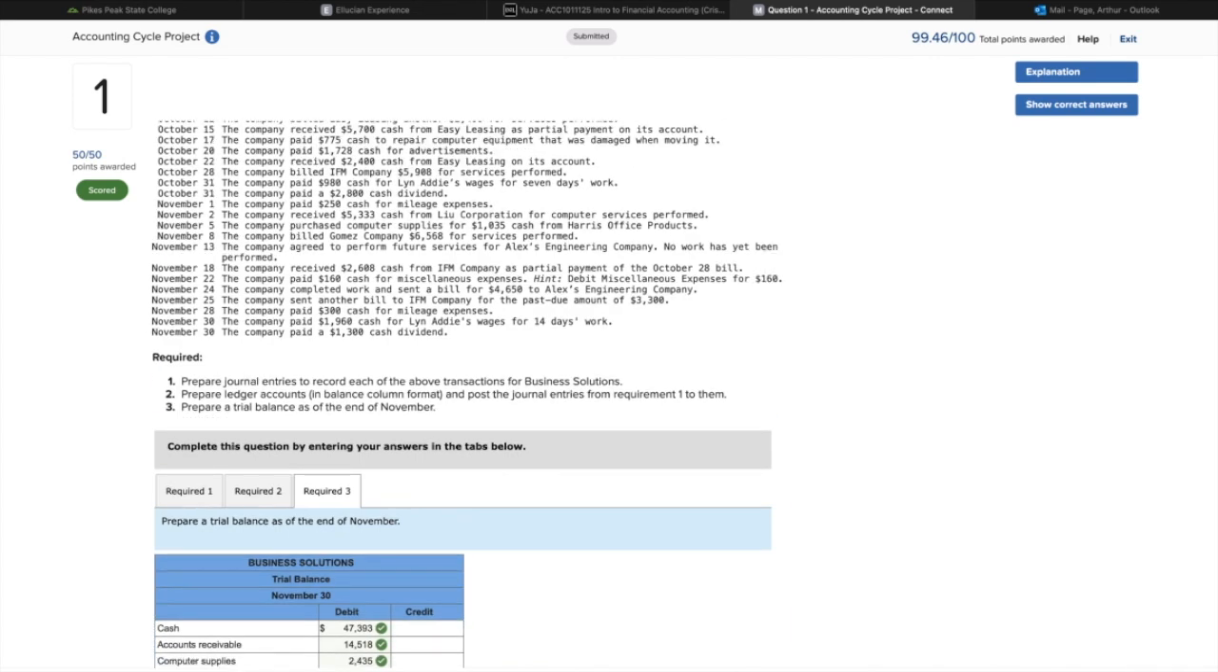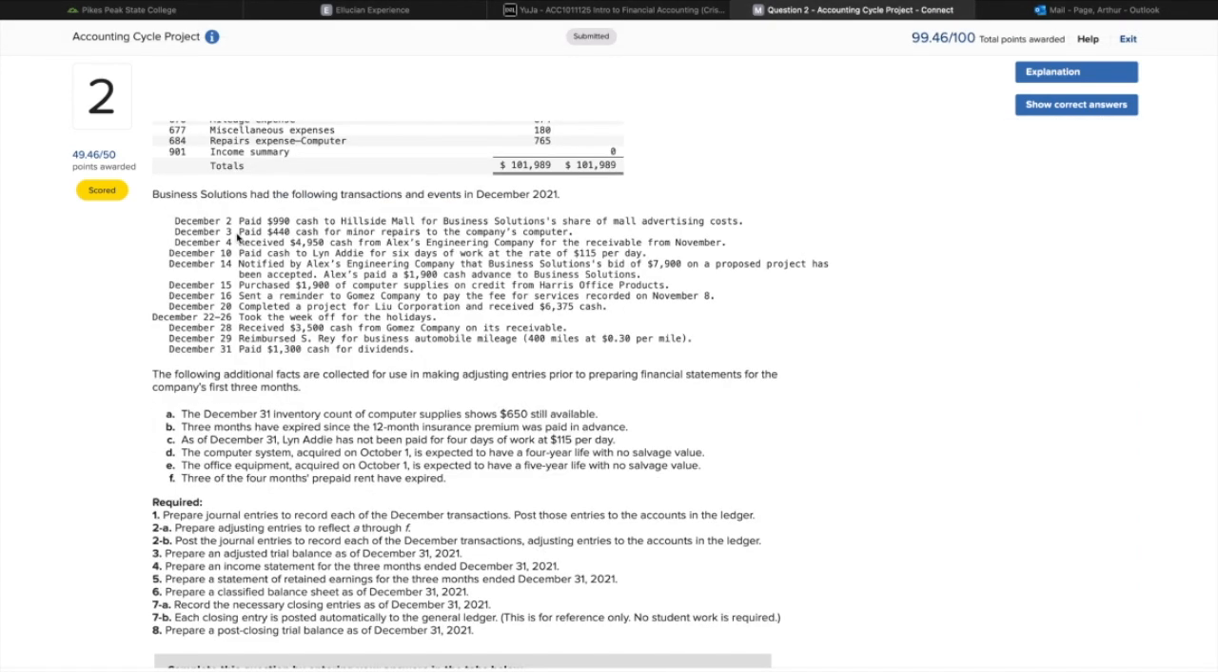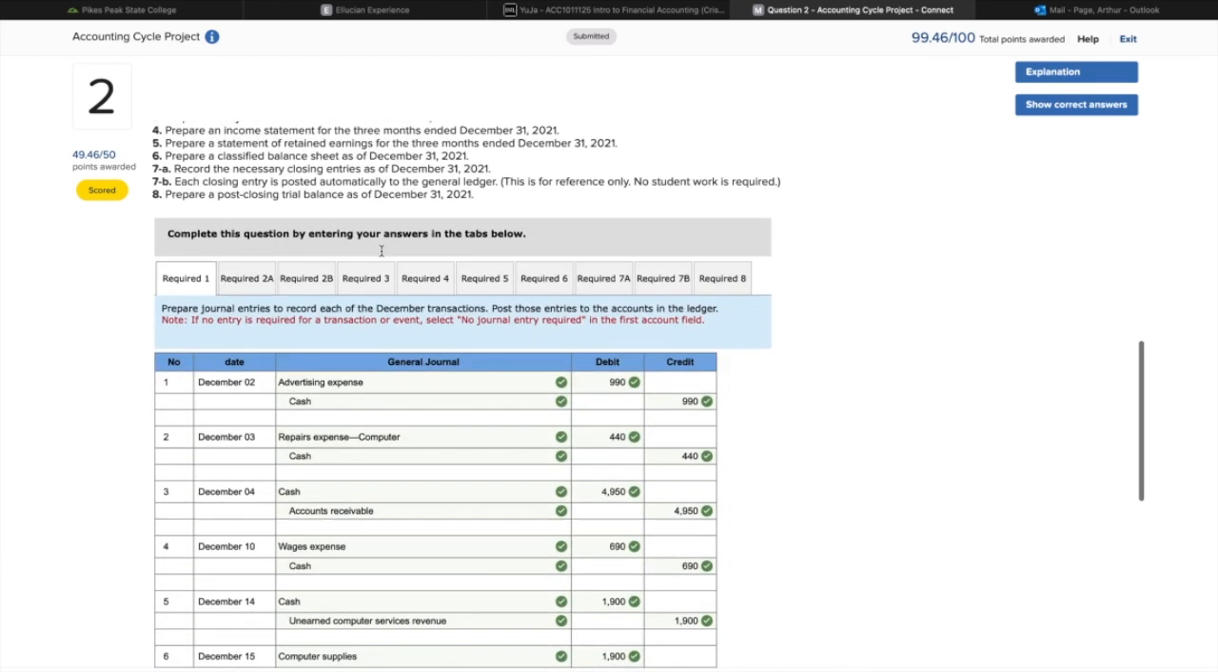Okay, we're at part two. So December 3rd, we paid $440 cash for minor repairs. So we're going to debit repairs expense and we're going to credit cash. So this expense is going up and our cash is going down.